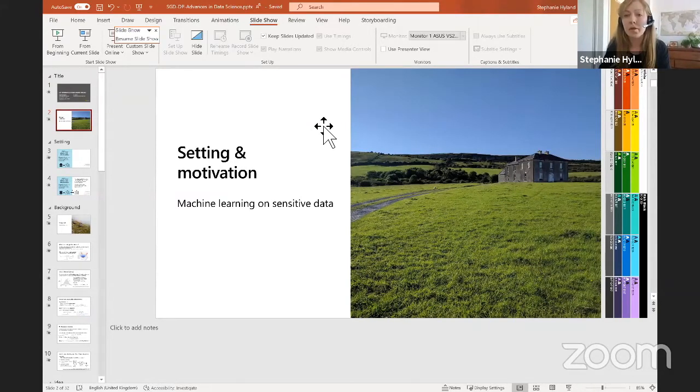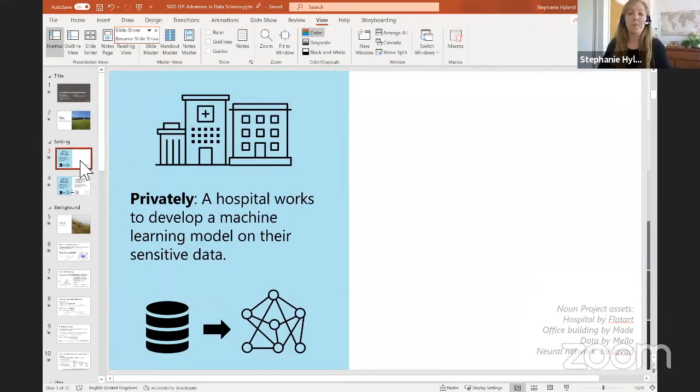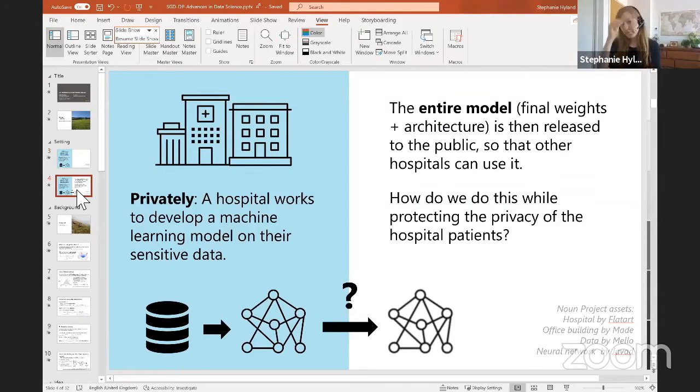So the problem that we're concerned with is we imagine a hospital which privately develops a machine learning model on their sensitive in-house data. So this could be, for example, a mortality prediction model or some other predictive system which is going to ingest private medical data as inputs. And now this hospital builds that model, and now they want to share the entire model with the world. This is not an entirely unusual thing in healthcare. People build predictive models all the time, and they then obviously want others to be able to benefit from them.